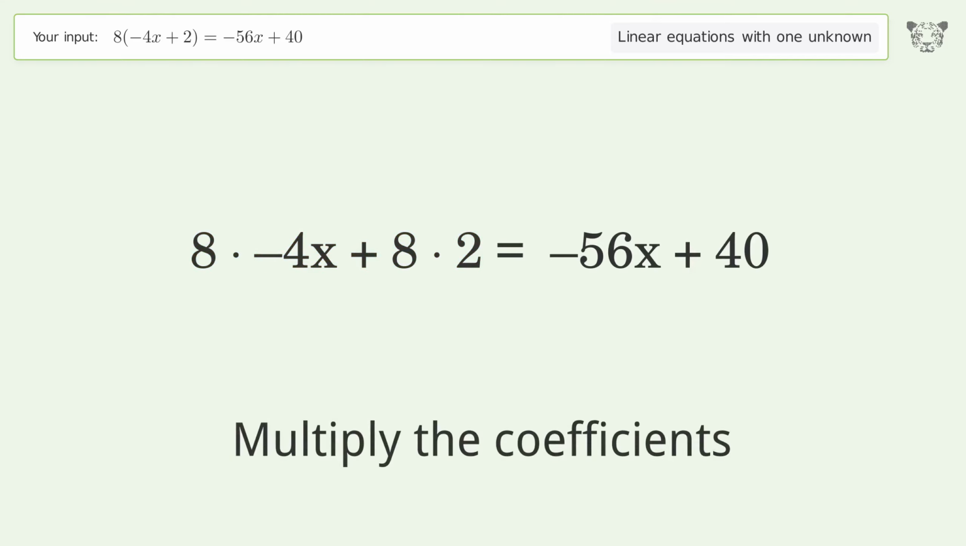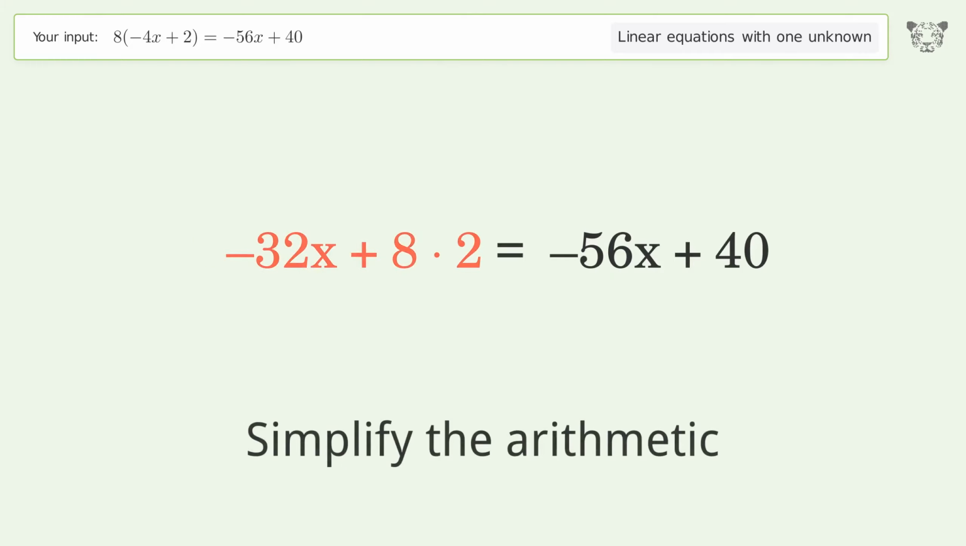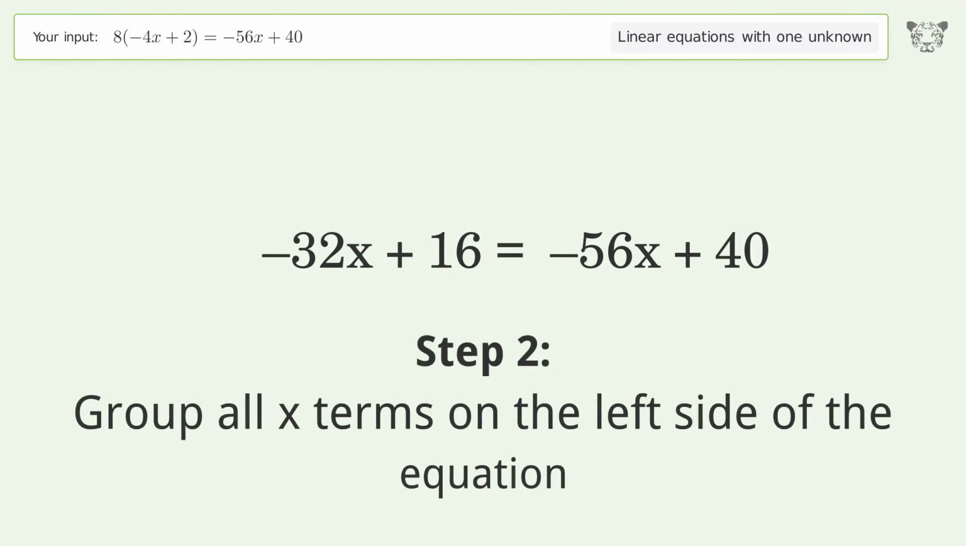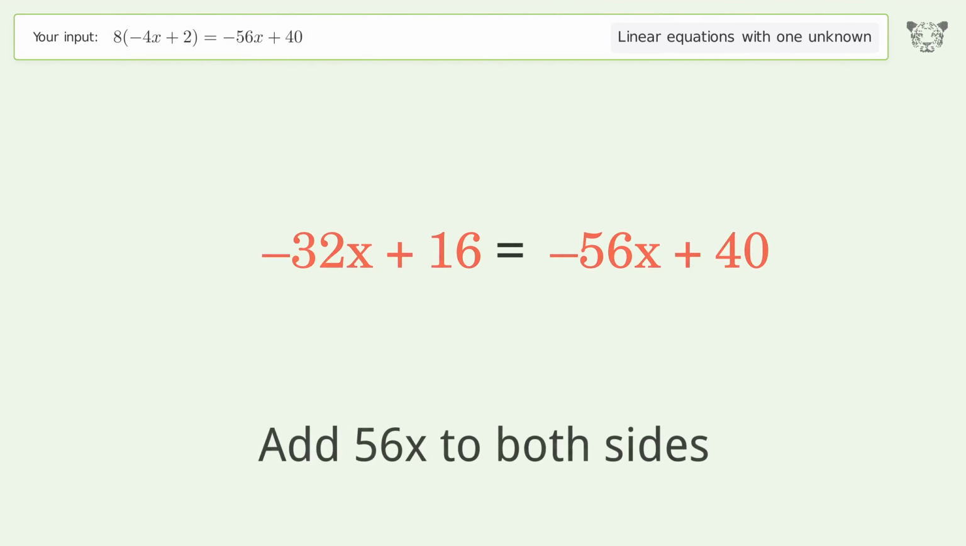Multiply the coefficients. Simplify the arithmetic. Group all x terms on the left side of the equation. Add 56x to both sides.